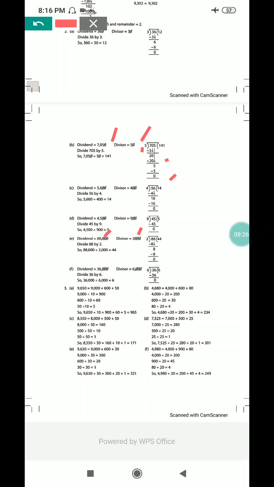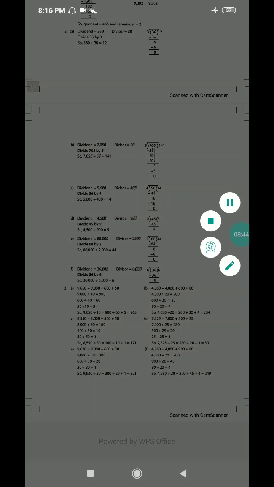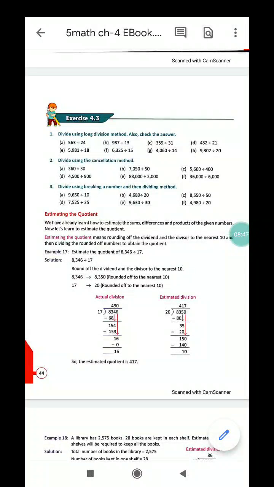Now we will do the calculations over here. So 88 divided by 2 is equal to 44. So 88,000 divided by 2000 equals 44. Now we will move to question number 3. What is it asking? Question number 3 is asking: divide using the breaking a number and then dividing method.